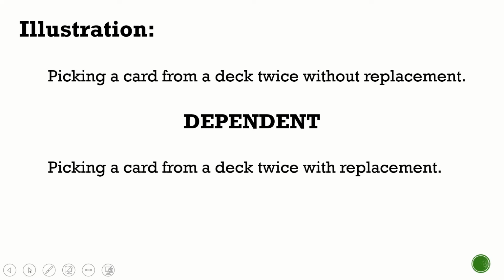On the other hand, here, pick a card from a deck twice, but this time with replacement. So you pick one card from 52. Let's say you get that card and you replace it with the same card. You pick another card, regardless of whatever card that is. The probability of picking that card is not going to be affected by the previous event because the denominator is still 52. Originally it's 52 and again it's still 52. So this is an example of an independent event.